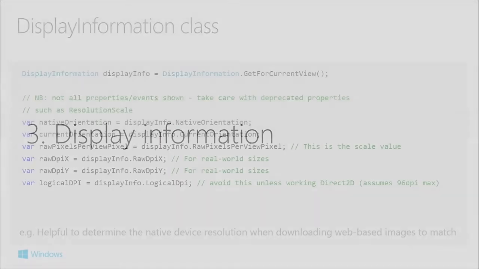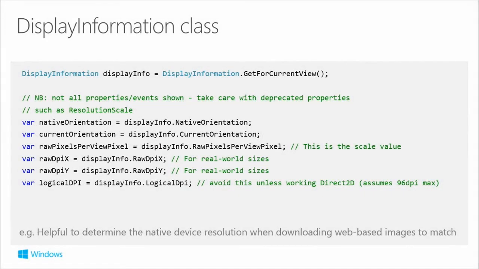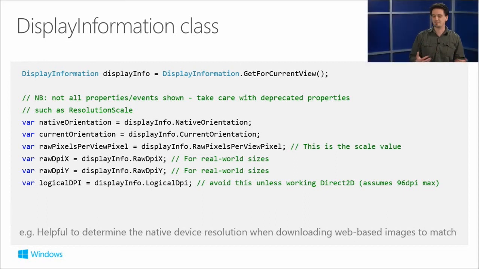And so the last piece is for those edge cases where we really do need to know pixel information about the devices that we're on. The display information class gives us a lot of information. It gives us what our native orientation is, our current orientation. We can look at the raw pixels per view pixel, and this will give us the scale value. This is basically undoing the division that we saw earlier, when we were translating raw pixels into view pixels. This translates view pixels into raw pixels. We can use raw DPI X or raw DPI Y.